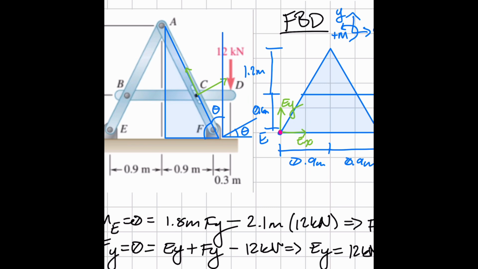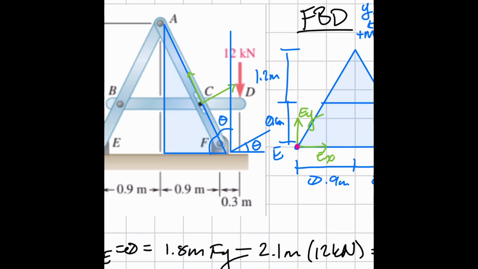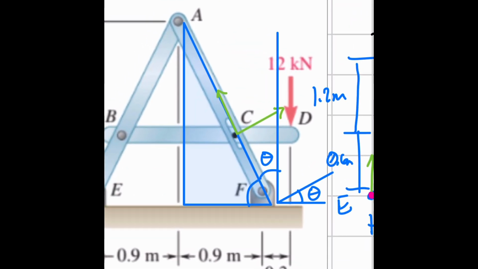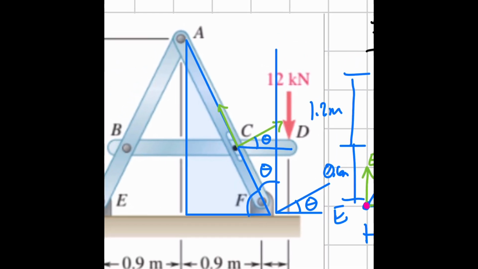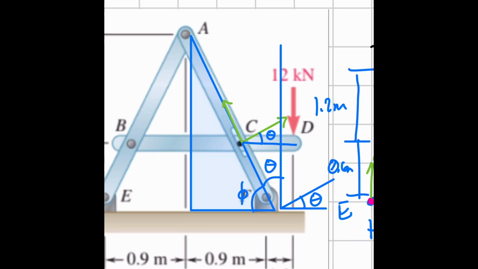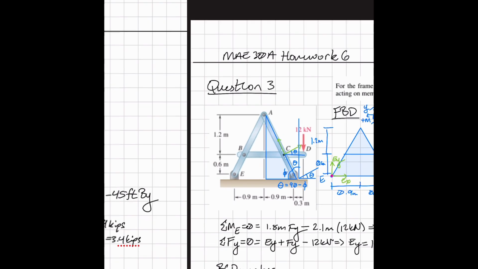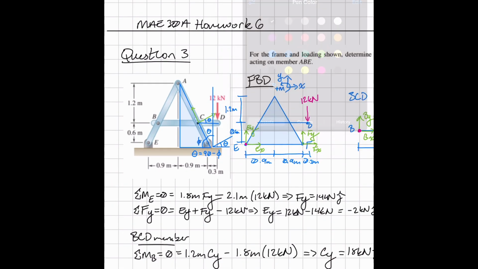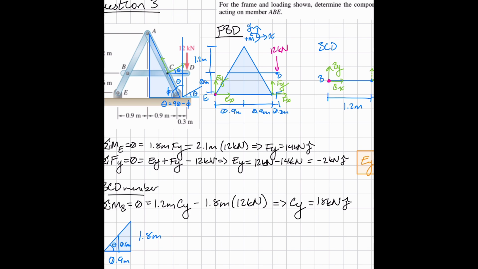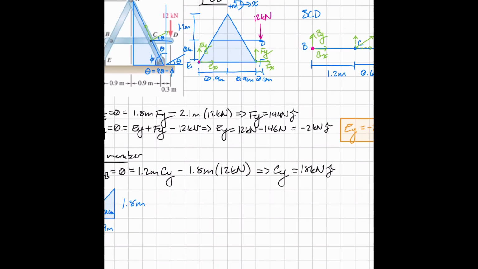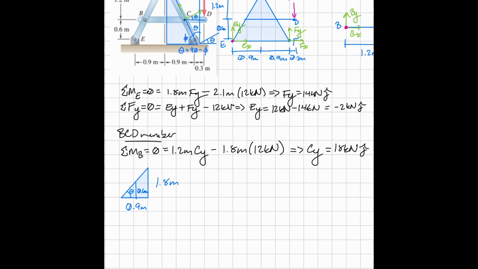So what we basically have is this being the same, and that is equal to the internal angle here subtracted from 90. So theta is equal to 90 minus phi in this case. And so using that trigonometry, we can find Cx.